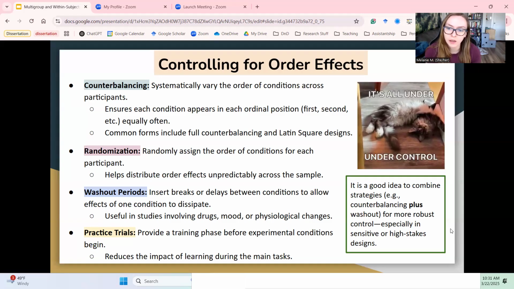Okay, so I will also note that it is a good idea to do several of these things. It depends on the design, it depends on the high stakes of it. We'll talk about some of those nuances and when you might want to use what, but a very common combination is something like counterbalancing plus washout period. It just depends, but you can use multiple of these controls to try to lessen the impact of order effects or to increase overall validity.